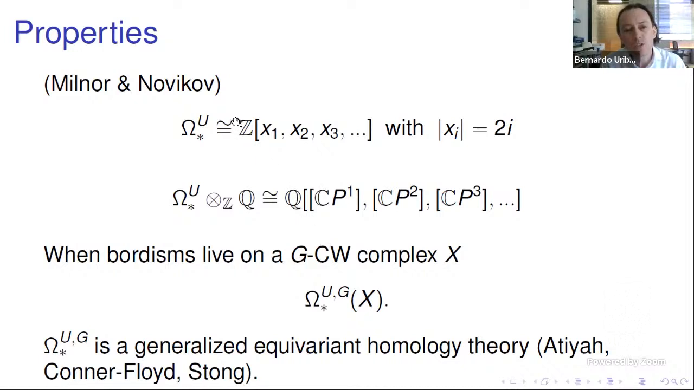And then since this is a very nice algebra, one would like to understand the structure of the equivariant bordism group as a module over this very nice algebra. This structure was somehow constructed first, and Professor Lambert might correct me, by Conner and Floyd, Stong, and Michael Atiyah also. They were the ones developing this equivariant structure on bordism.